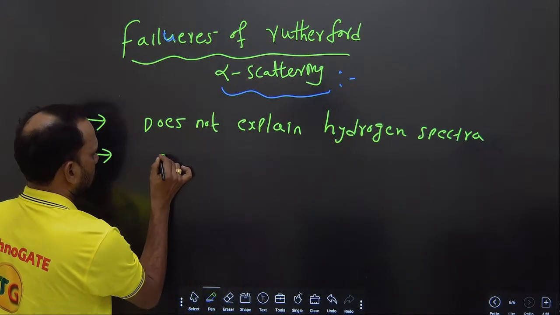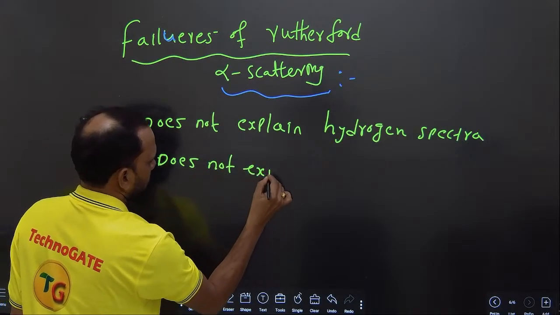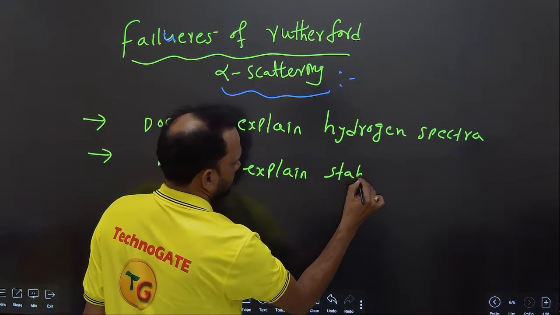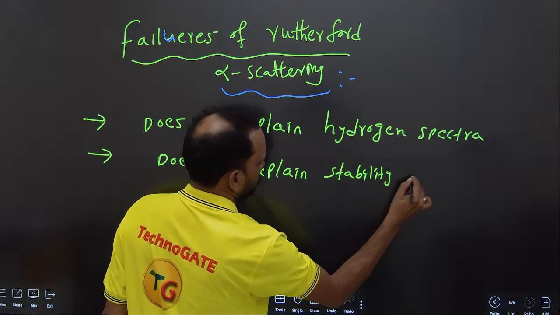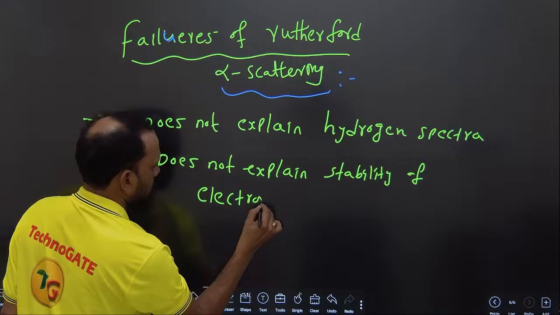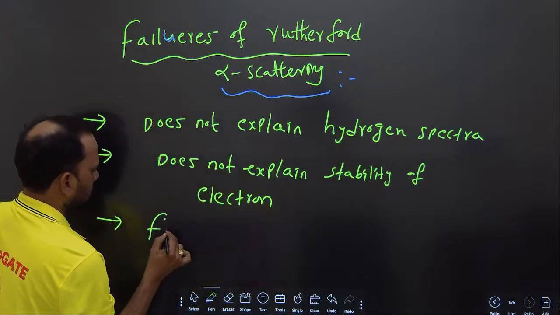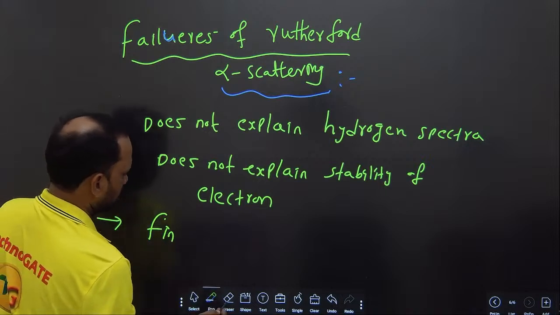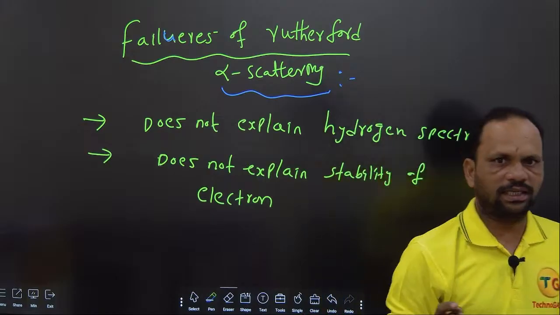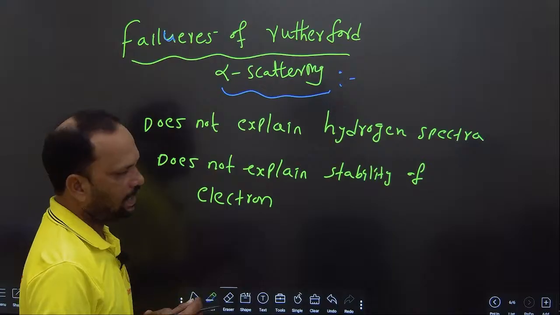He doesn't explain the stability of the electron. And also here we can say the fine structure, but it's not required. So these are the main failures: he doesn't explain the hydrogen spectra and he doesn't explain the stability of the electron.